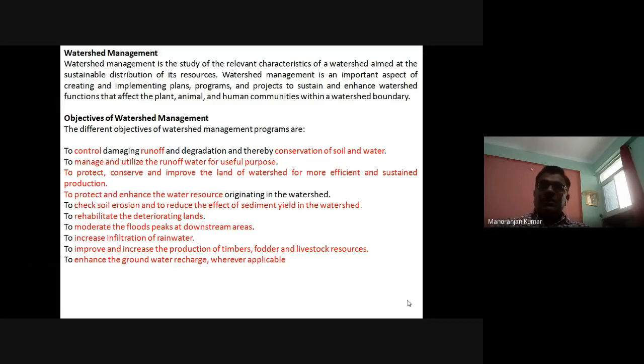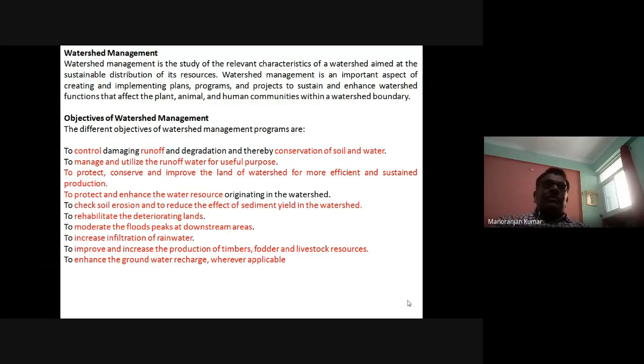There are many different objectives. The first objective of watershed management is to control damaging runoff and degradation, and thereby conserve soil and water. If the watershed is not well developed, all the runoff water will not collect at a single point. Some runoff water will go this way, some that way, so there will be no proper conservation of water, and at some places soil erosion may take place. So it will affect the conservation of soil as well as water.